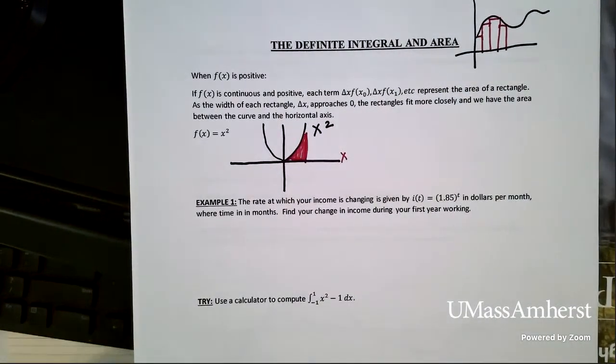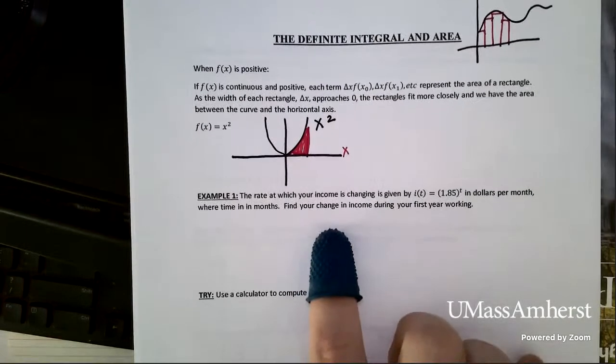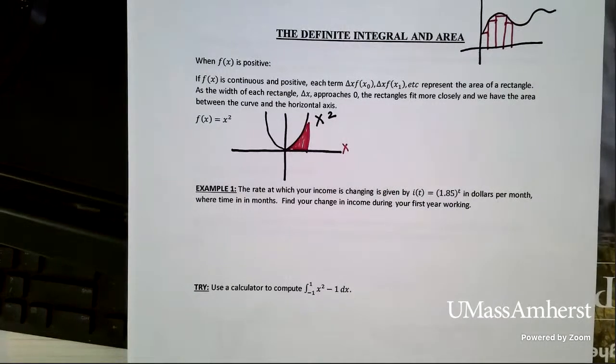And we've been doing it sort of pretty convincingly that this might be the way at which we do this all the time. However, it's not. So we're going to look at a couple of examples and then talk about what this particular thing might mean. Okay, so example 1, the rate at which your income is changing is given by 1.85 to the t in dollars per month, where time is in months. Find your change in income during your first year working.